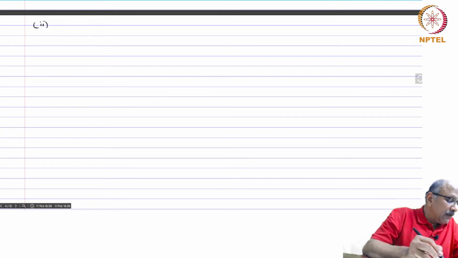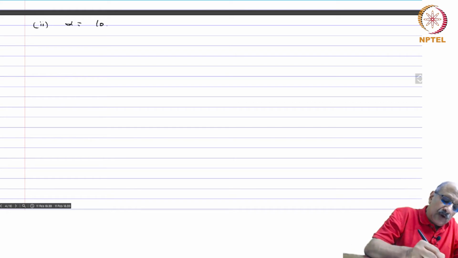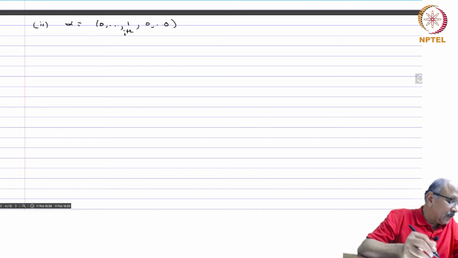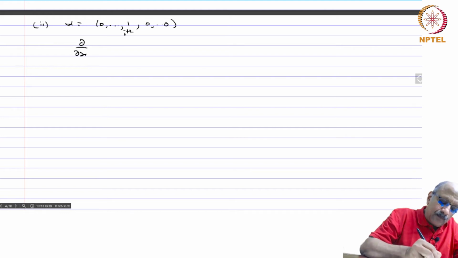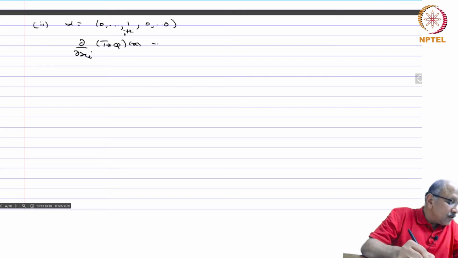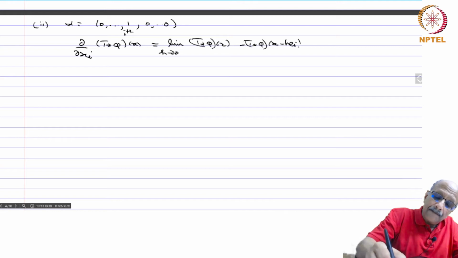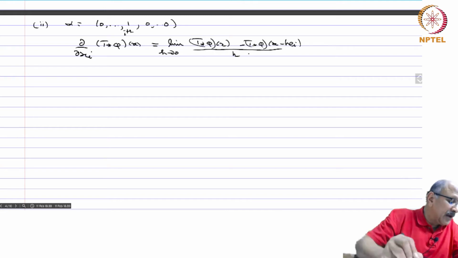Second one. We will prove it. Let alpha equal to 0, 1 in the ith place, 0 elsewhere. We will prove it for one derivative, namely d by dxi, and then we will iterate it to get it for any other derivative. So, let us take d by dxi of T star phi of x. This is the limit as h goes to 0, if this limit exists, of course, of T star phi of x minus T star phi of x minus h ei, divided by h. This is the usual definition of a derivative.